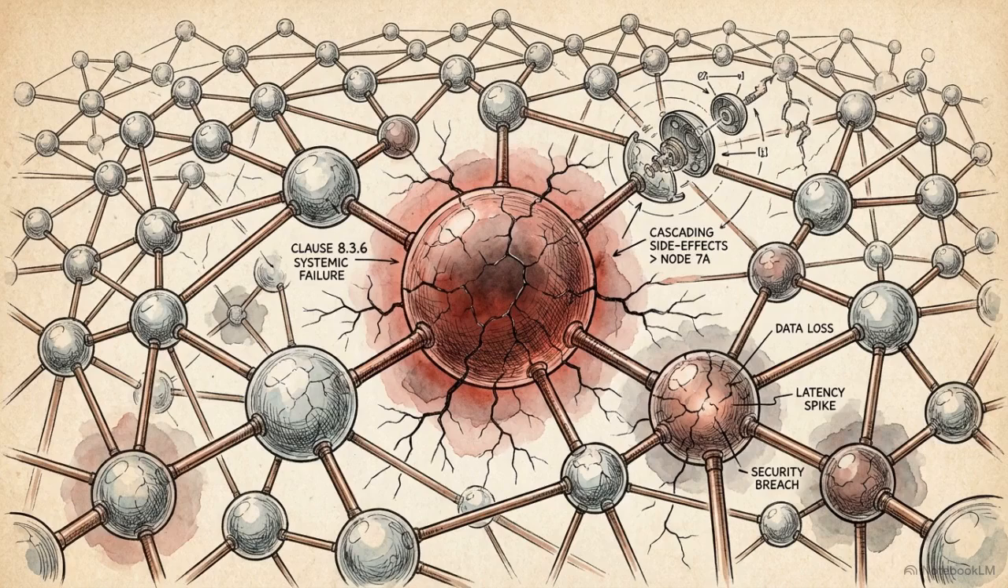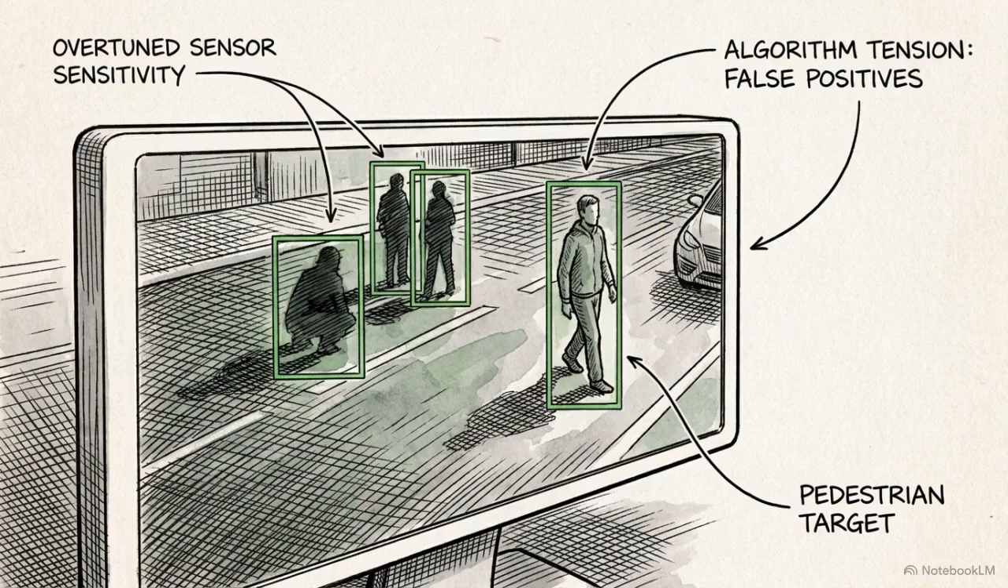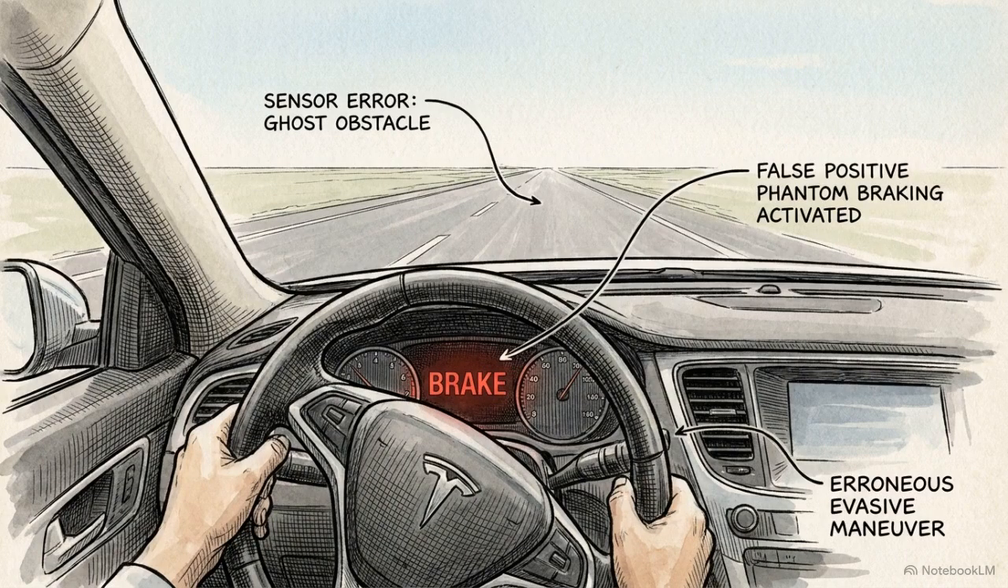This node graph represents the complex interdependence of a modern vehicle. In such a system, Clause 8.3.6 warns that a modification designed to fix one hazard can inadvertently create a new secondary danger elsewhere. This tension is most obvious when tuning sensor sensitivity. If engineers increase sensitivity to ensure the car never misses a pedestrian, eliminating a false negative, the system may begin to identify shadows or steam as solid objects. This leads to phantom braking, a false positive, that risks a rear-end collision.